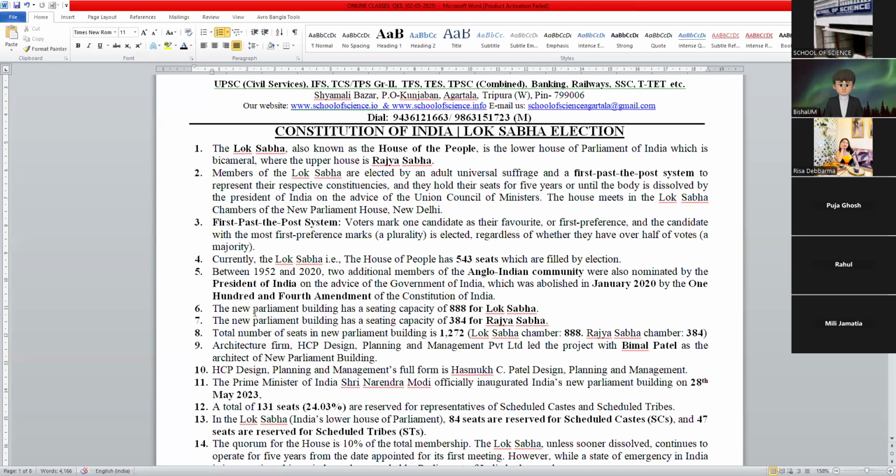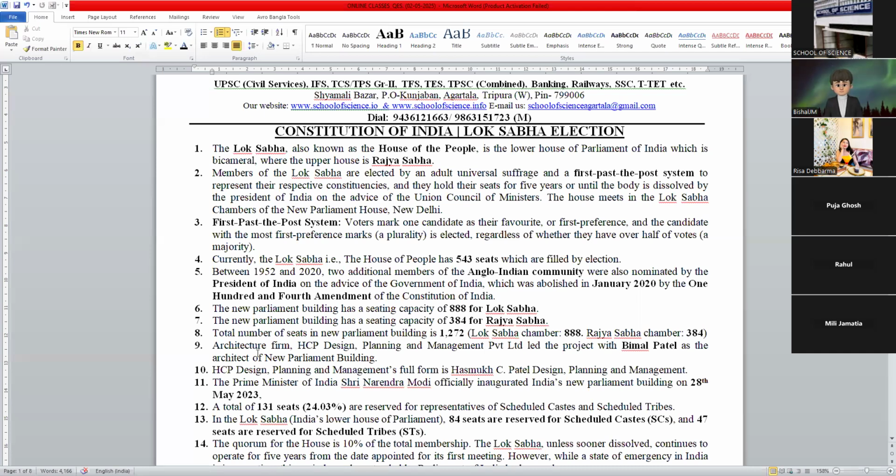Now, point number 6. The new Parliament building has a seating capacity of 888 for Lok Sabha. Point number 7. The new Parliament building has a sitting capacity of 384 for Rajya Sabha. The total number of seats in new Parliament building is 1,272. That is Lok Sabha chamber, we have got 888 seats, and Rajya Sabha chamber, we have got 384 seats.